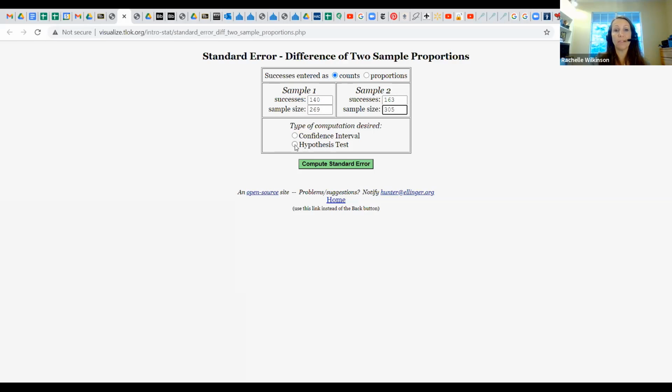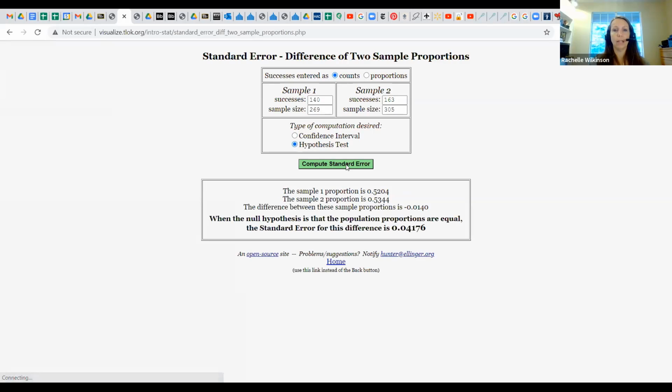This time we're doing a hypothesis test. You saw how those formulas were different for confidence interval versus hypothesis test, so it is important that you choose the right one. Then I just click that standard error button, and it tells me that my standard error is 0.04176. That's the number I'm going to use when I'm figuring out my test statistic. Notice that it also gives you p hat 1, p hat 2, and the difference in those sample proportions.